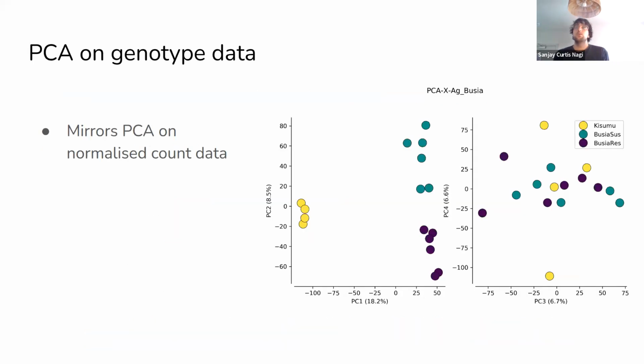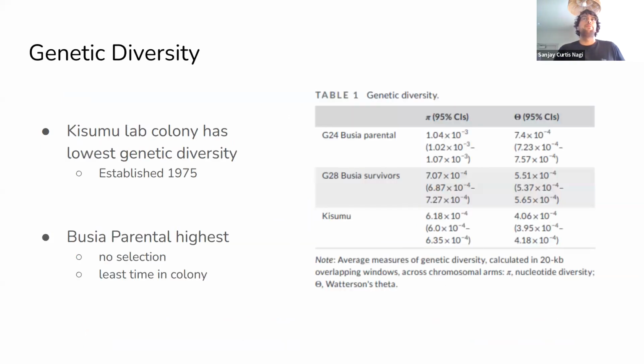Once we have that SNP data, we can perform another PCA on the genotype data itself. What we tend to find is that this mirrors the principal components analysis that we do on the normalized count data. We can also look into genetic diversity. So we can calculate nucleotide diversity, pi, and also Watterson's theta.